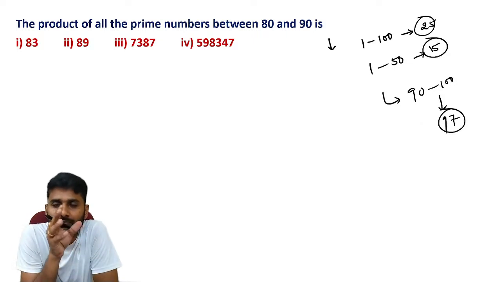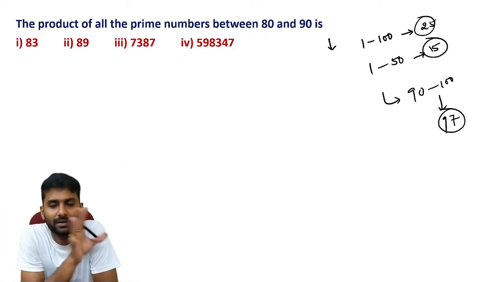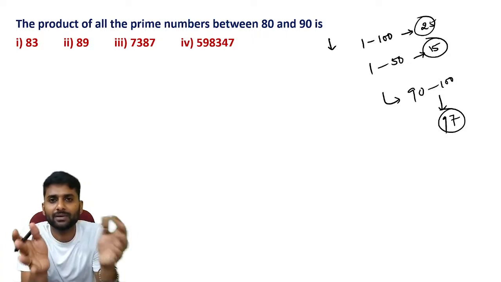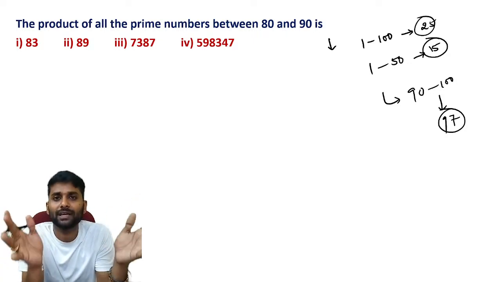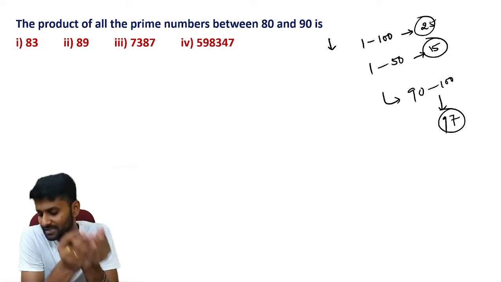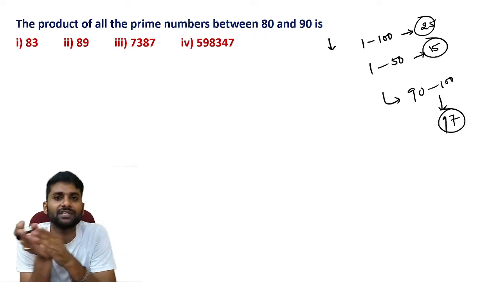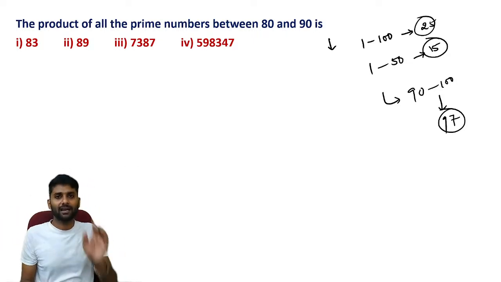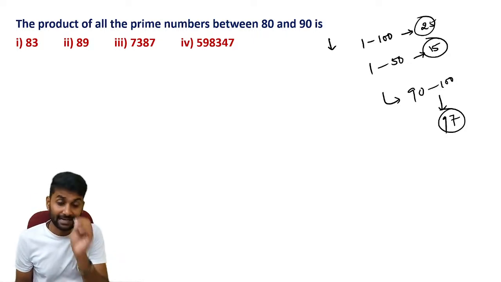Most of the students thought that 91 is a prime number, but 91 is not at all a prime number. Why? Because 91 has more than two factors. It is divisible by the 7 table and the 13 table. 7 into 13 is 91. After 90, there is only one prime number, that is 97.